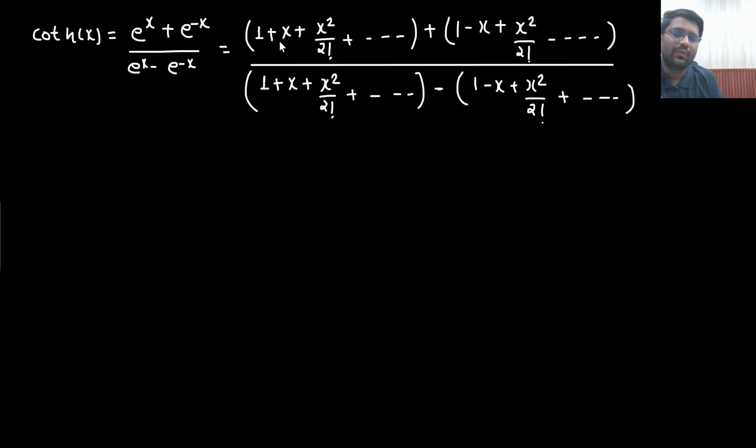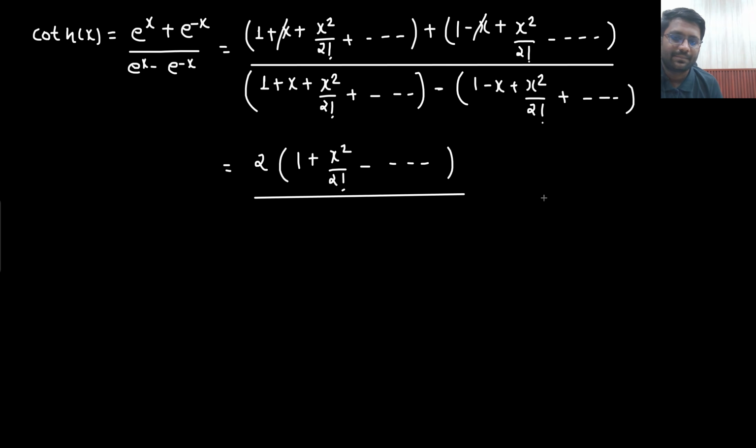Now if I add both of them, then you can see that sir, plus x and minus x will get cancelled out and this will be simply added. So 2 will come common. 2 will come common and what you will be getting here? 1 plus x square by 2 factorial and whatever I get, I don't care. And then sir, divided by 1 plus 1 will become 2.